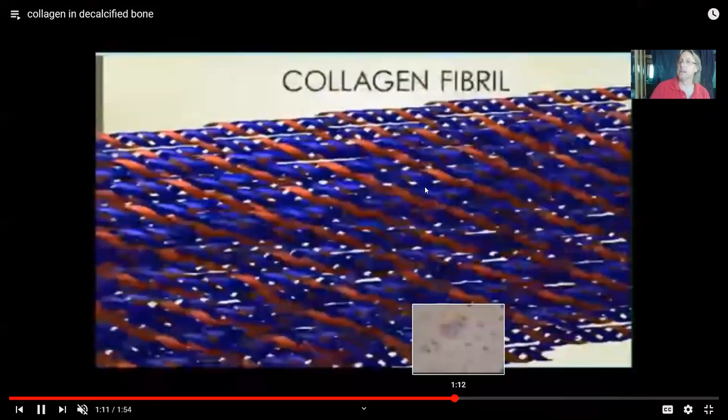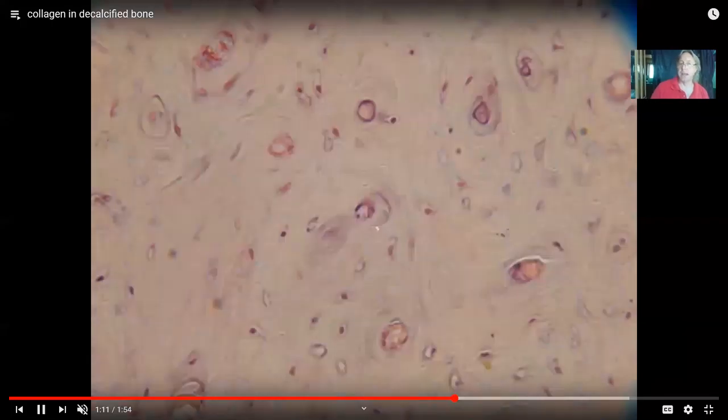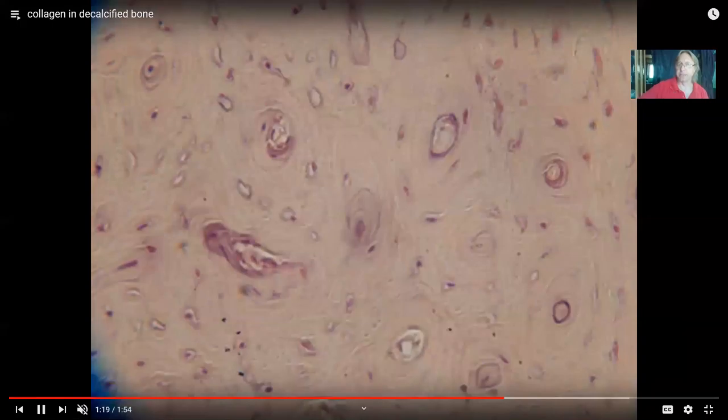Without collagen, bone would be very brittle. So it's thanks to this mix. Here you see decalcified bone. And notice that there's stuff still there. This is the protein matrix, the extracellular protein collagen.